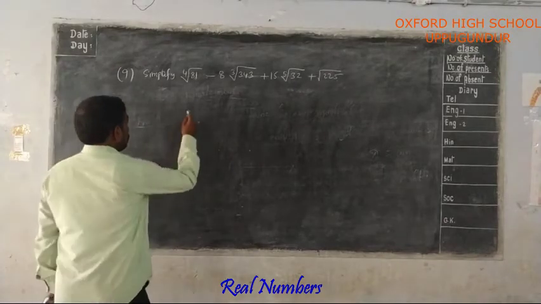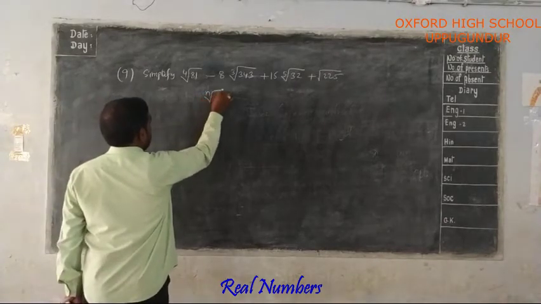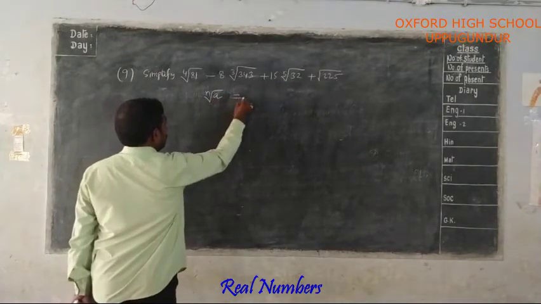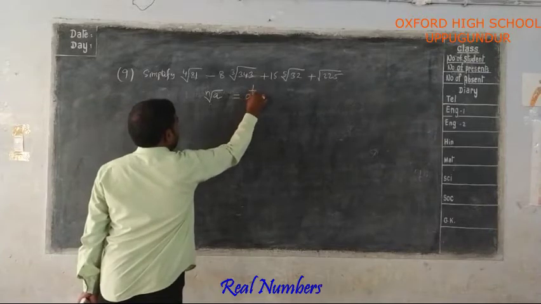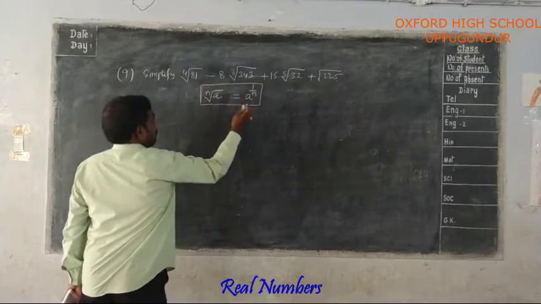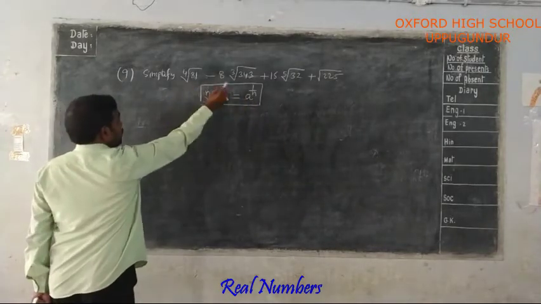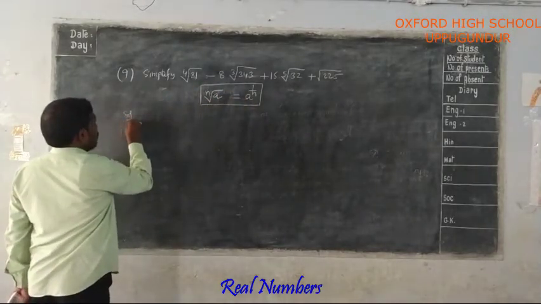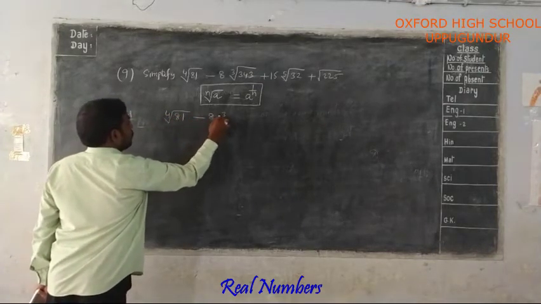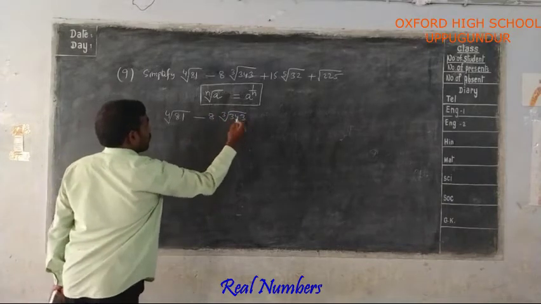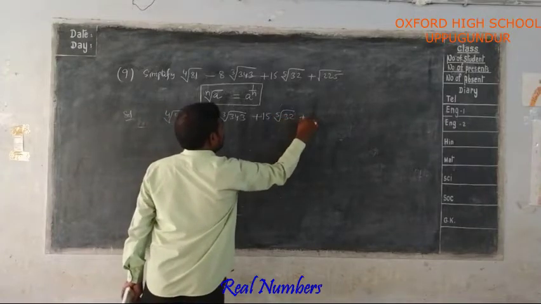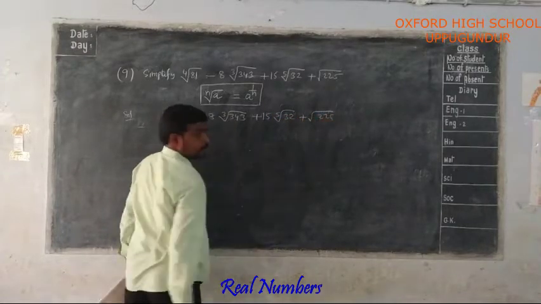So we know that the exponential form of nth root a is a power 1 by n. So by using this exponential form, we can simplify all these now. Now, what is the problem we have? Fourth root 81 minus 8 into cubed root 343 plus 15 into fifth root 32 plus root 225.